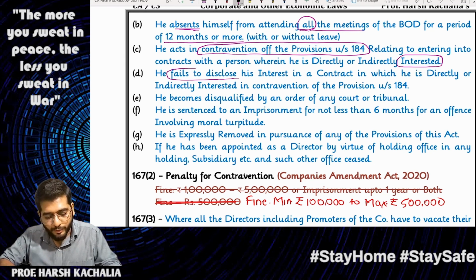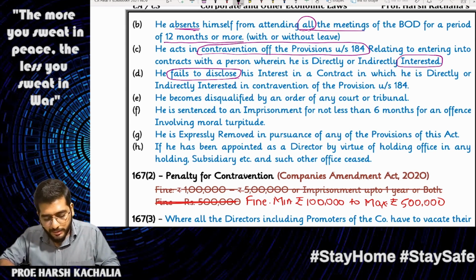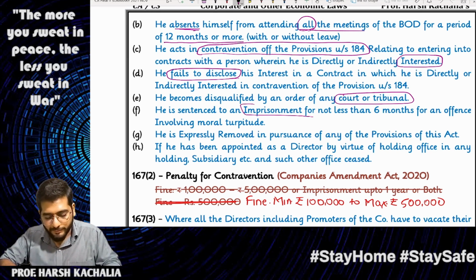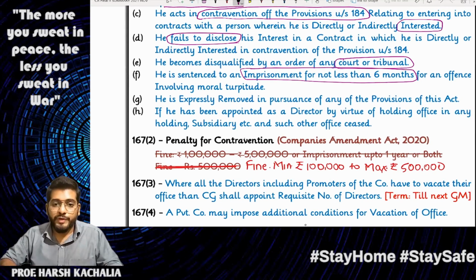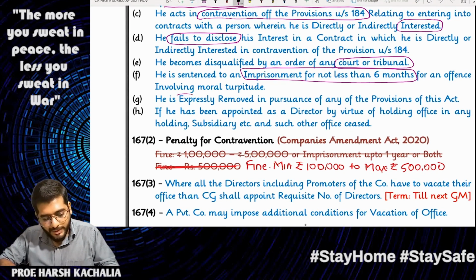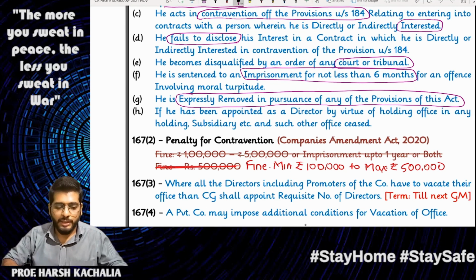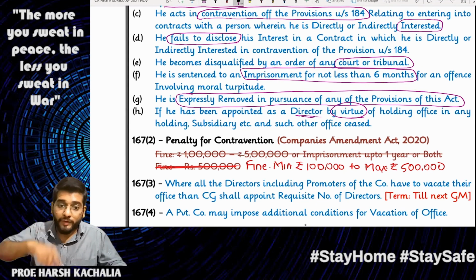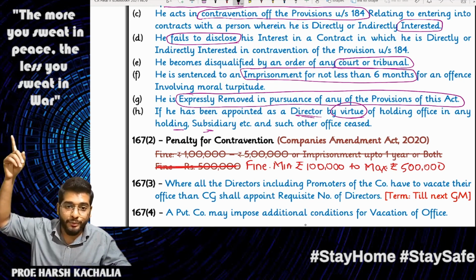D, fails to disclose. Delhi. They asked you so many times, you did not disclose. E, European court or tribunal passing an order. F for France. What happened in France? Imprisonment, that is moral turpitude, and imprisonment for not less than 6 months. G for Goa. Goa, expressly removed in pursuance of any provisions of this Act, that is an order of the government authority. And lastly, H: has been appointed as a director by virtue of holding a directorship in a holding or subsidiary company in India.